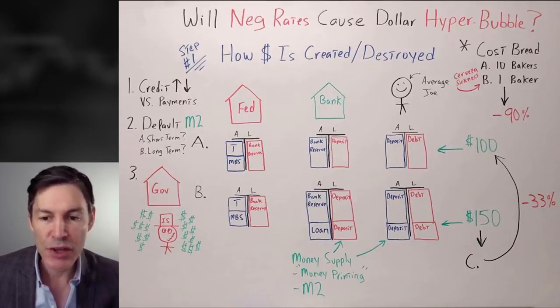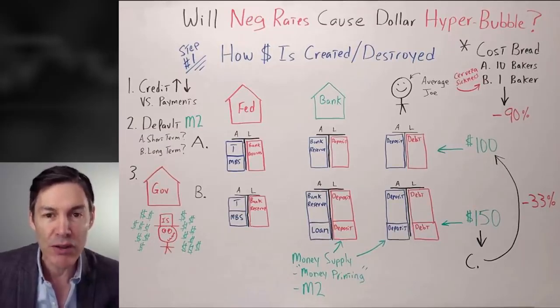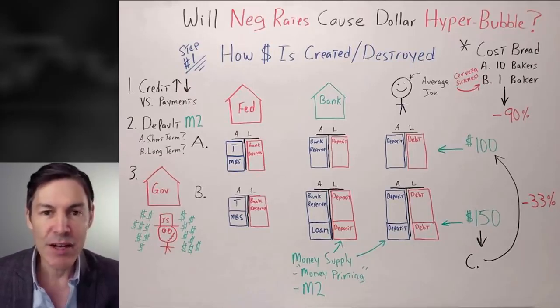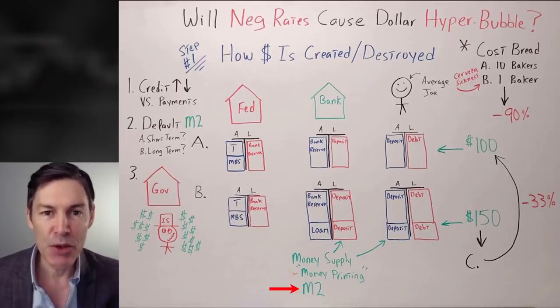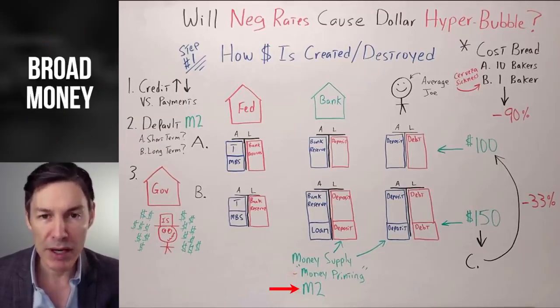If we started with $100 of money supply, all of a sudden, now that Joe took out this loan, or the bank gave him extended credit, we have $150 in the total money supply. This is considered money printing by people like Dr. Lacy Hunt, someone who's always on Macro Voices, been on Real Vision, one of my favorites. And it's considered M2 money supply, or broad money, if you're looking at charts from the Federal Reserve.